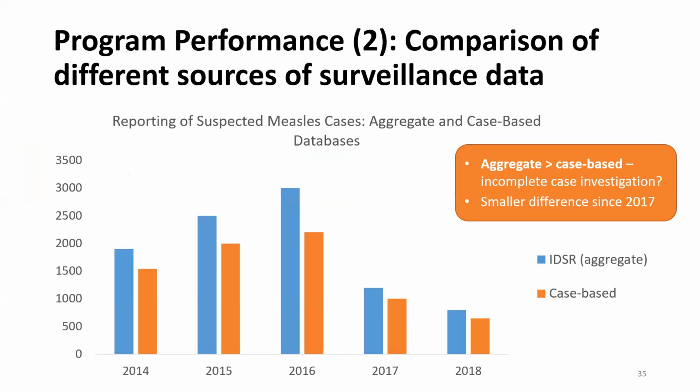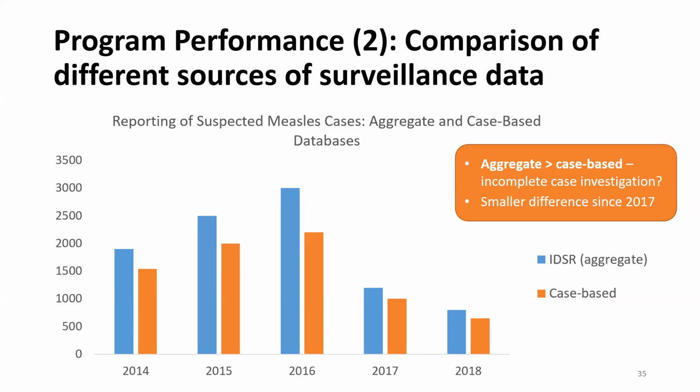Moving on to another example of program performance. This one is a comparison of different sources of surveillance data. This is looking at aggregate or IDSR cases in the blue columns compared to case-based databases in the orange columns. So here we can see from 2014 to 2018, the aggregate number of cases was always greater than the case-based cases. And there are some reasons why this could be. Perhaps there was incomplete case investigation, but we can see that there's a much smaller difference between the two systems starting around 2017. So this can be investigated more closely.